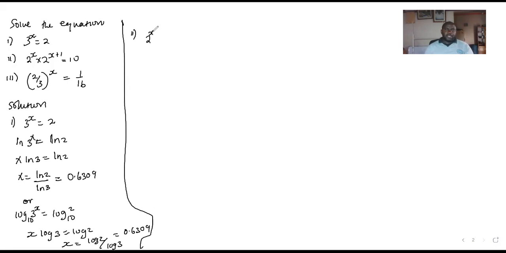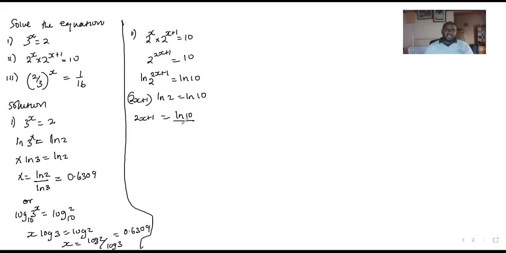Question 2. 2 power x times 2 power x plus 1 is 10. This gives us 2 power 2x plus 1 is 10. If I introduce log or natural log on both sides, I'll have ln of 2 power 2x plus 1 is equal to ln of 10. Then the 2x plus 1 comes forward as a power due to rules of logarithms. And therefore, 2x plus 1 is actually natural log of 10 divided by natural log of 2. Then 2x will give us natural log of 10 over natural log of 2 minus 1. Finally, what is x? From natural log of 10 all over natural log of 2 minus 1 all divided by 2. Calculator.